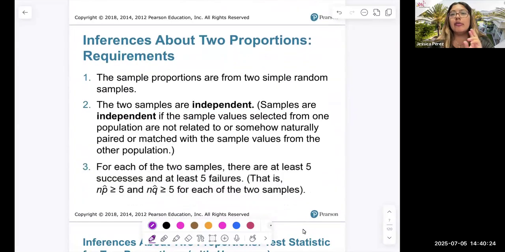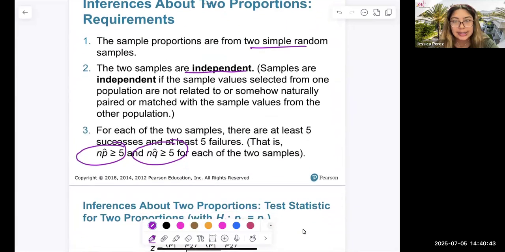So the sample proportions are from two simple random samples. They are independent samples, so they're not related. They don't have any combination whatsoever. So first, they must be simple random, they must be independent, and the two of them must have at least 5 successes and at least 5 failures independently. So you have to have N times P hat greater than 5, and this is for each of them. So we have to test both samples, sample 1 and sample 2. They both must satisfy this requirement: at least 5 failures, at least 5 successes.